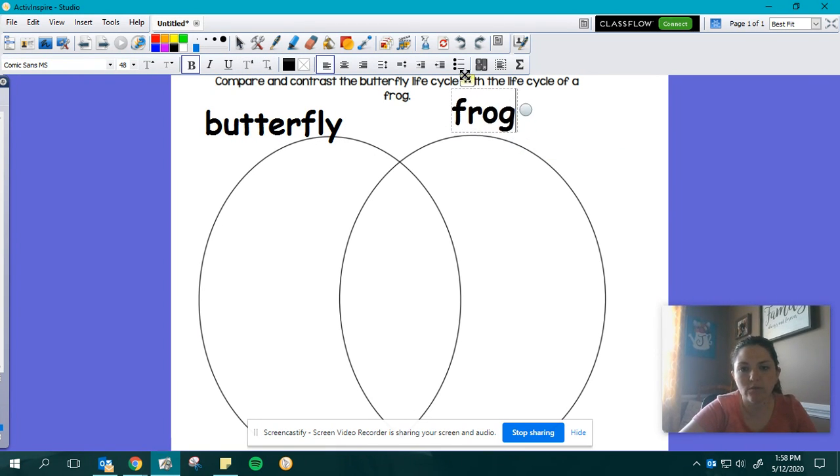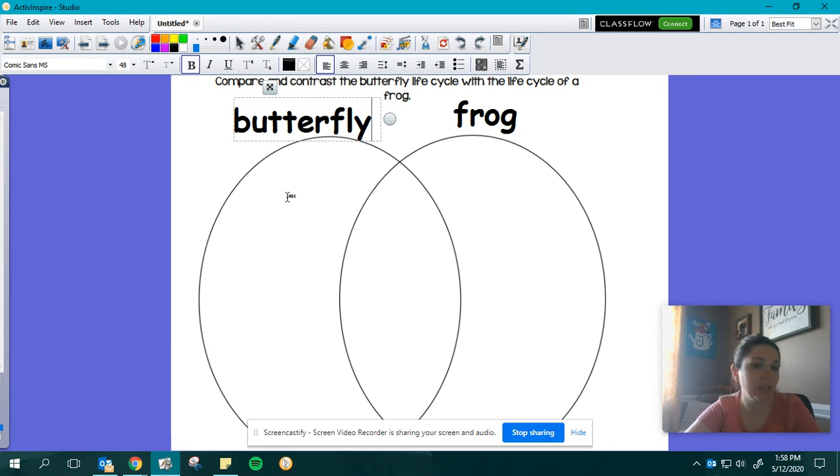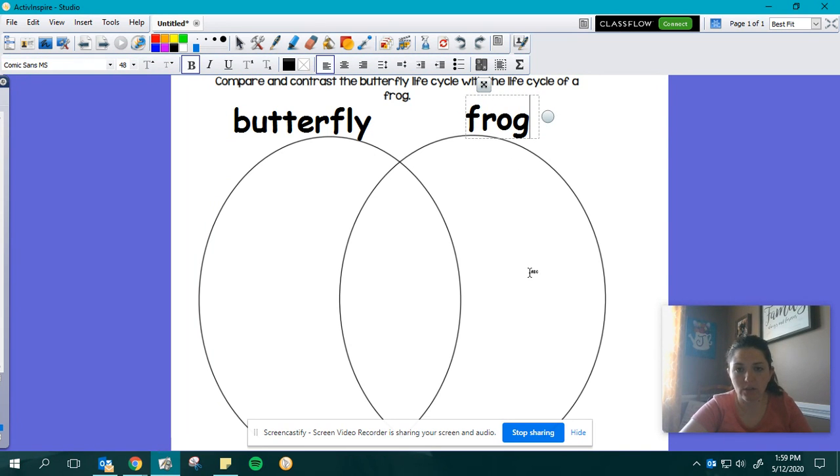And then what you would do is underneath these circles, so over here underneath butterfly, this is where you're going to put the things that apply just to the butterfly life cycle. And over here where it's frog, I'm going to put just the parts of the life cycle that go to the frog. And then any of the parts that are the same go in this middle part where they overlap.